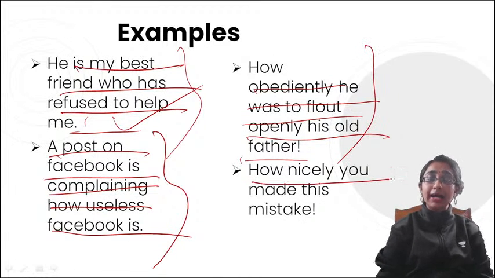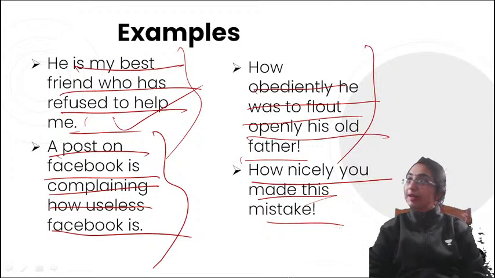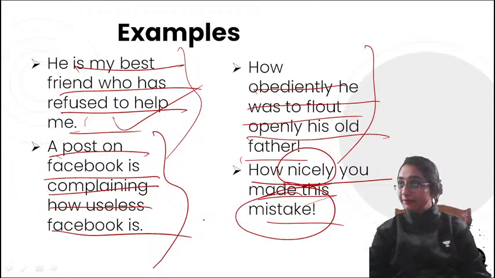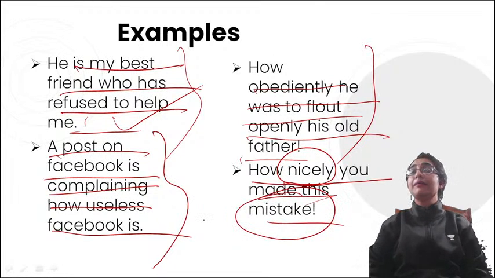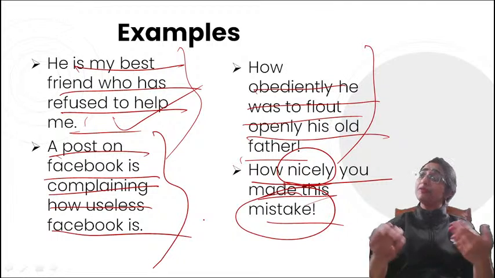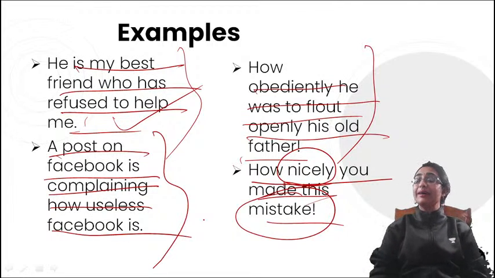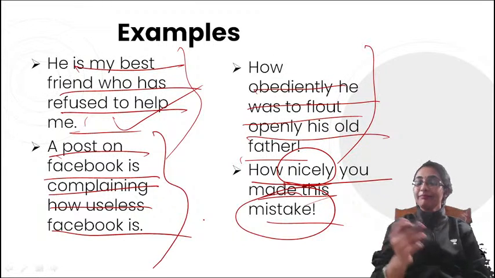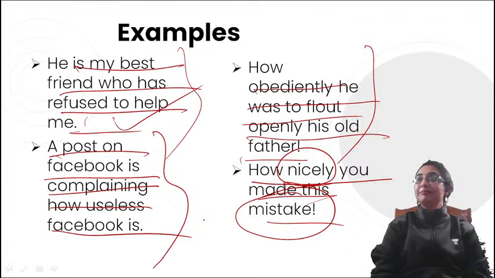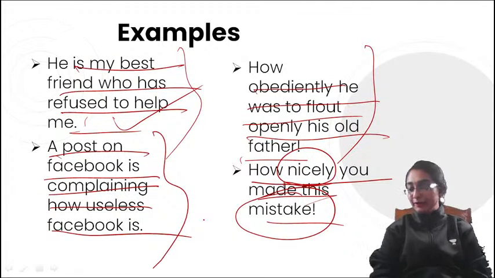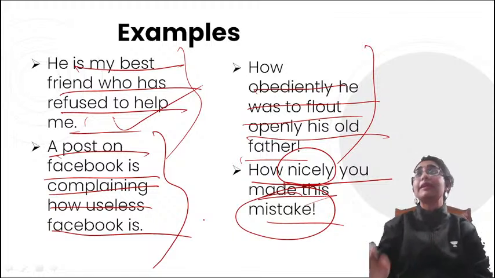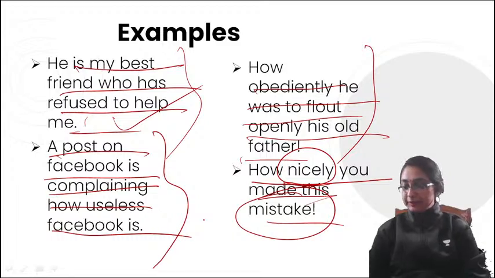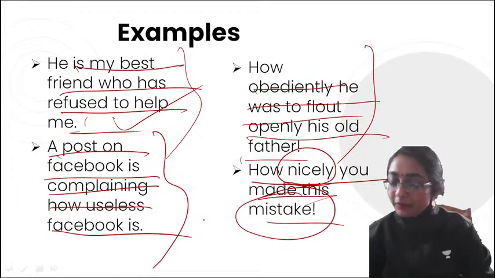Another example is how nicely you made this mistake. Very ironical. I am saying nicely and also I am saying mistake. A mistake cannot be made nicely. A beautiful thing can be made nicely. An artistic object can be made nicely, but not a mistake. So this is an example of irony. You will find a lot of examples of irony almost in every literary text. This is a very common figure of speech.